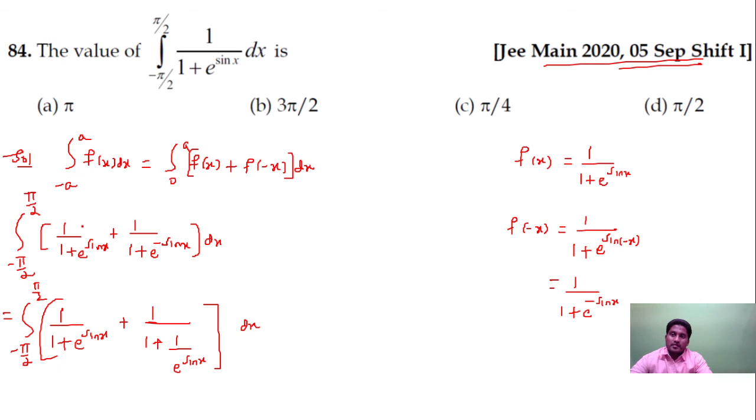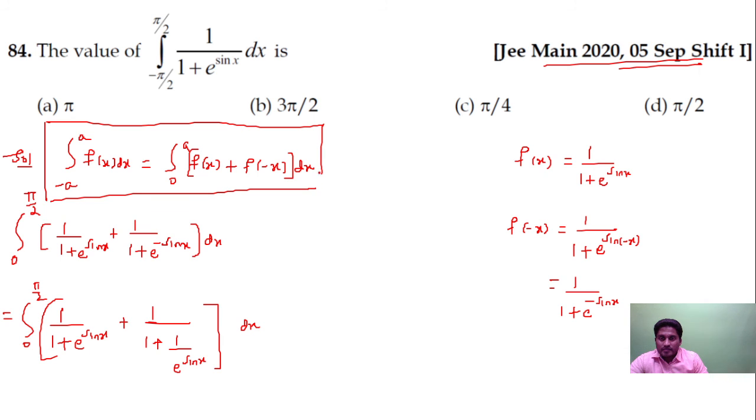Okay, yes. Minus pi by 2 to plus pi by 2 is equal to 0 to a, right? Limit should be 0 to a, right? So this is equal to minus pi by 2 to plus pi by 2 is equal to 0 to a of f of x plus f of minus x dx, if I use this property.